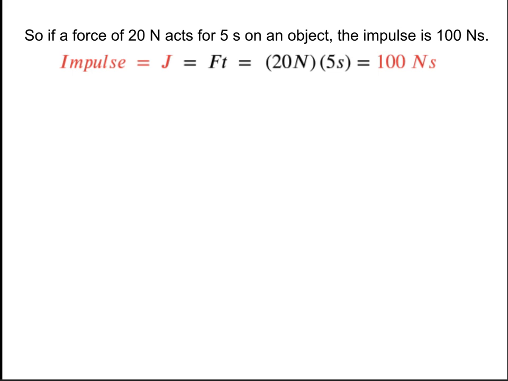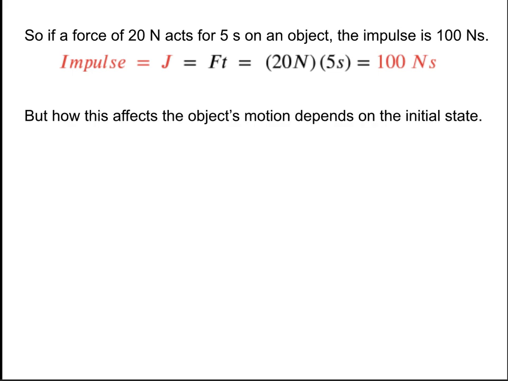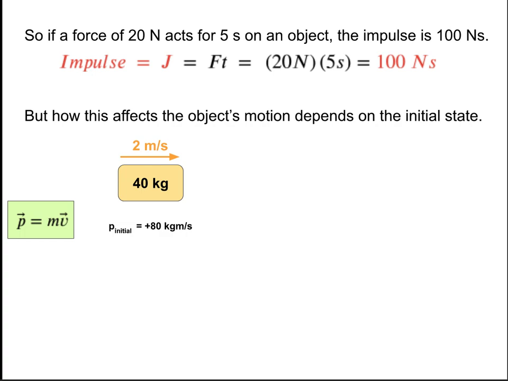Let's see how this impulse affects two different objects and helps us predict their motion. It depends on what the initial state of the object is. So we're going to look at two objects that actually start with the same amount of momentum. First, we'll look at a 40 kilogram object moving at 2 meters per second to the right. And remembering that momentum is m times v, we'll just multiply these numbers together, and let's call to the right our positive direction, the way we often would.